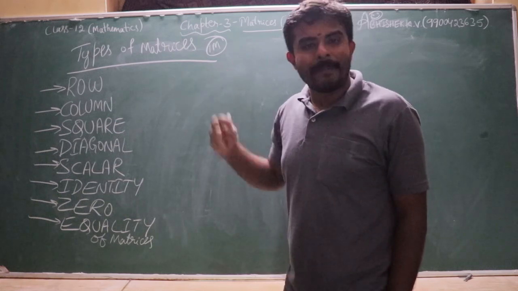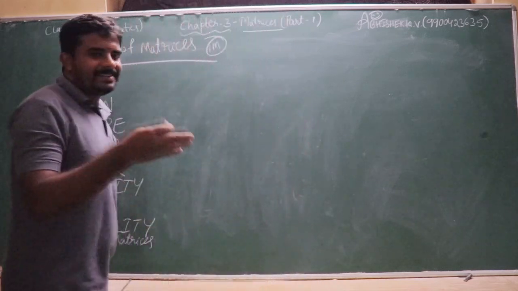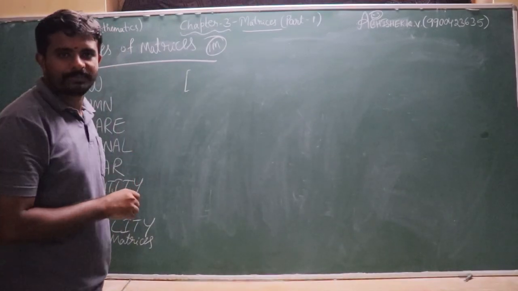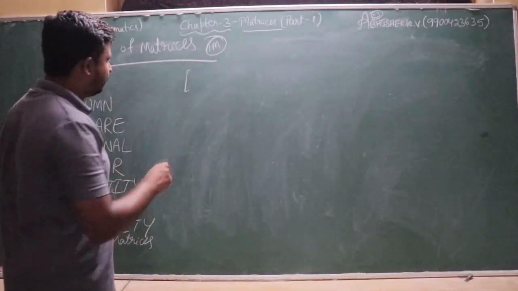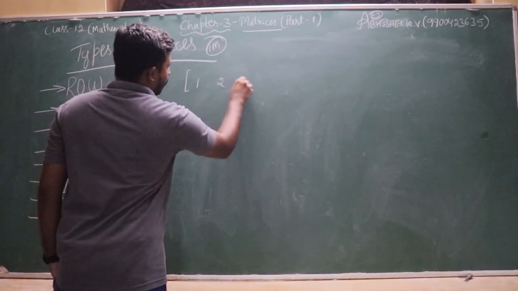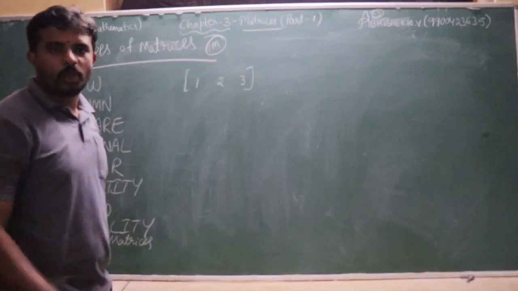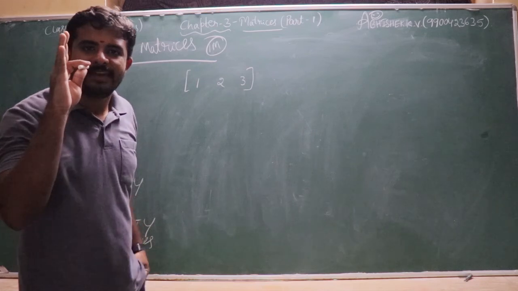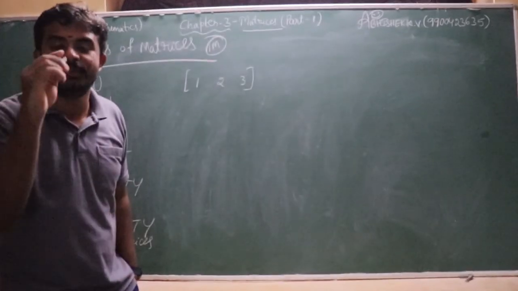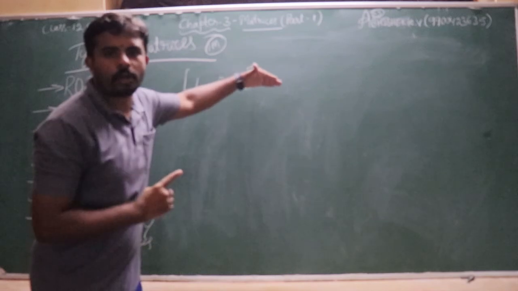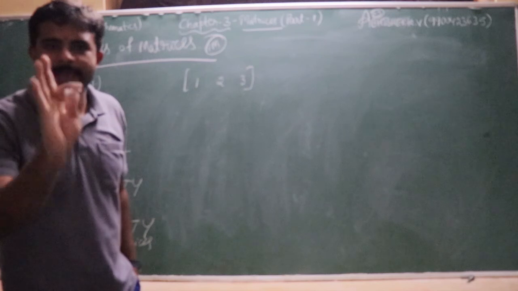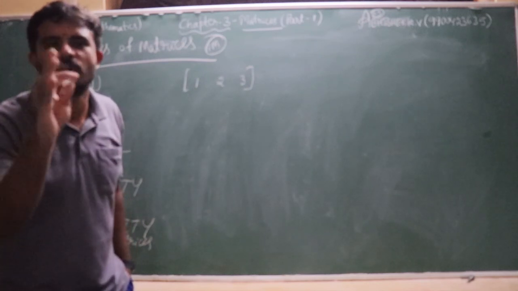See, what is row matrix? A matrix is said to be a row matrix if it has only one row. See, if I consider this matrix, it is in a horizontal line: 1, 2, 3. Don't worry about the columns. A matrix is said to be a row matrix if it has only one row. I already told you, don't worry about the columns.